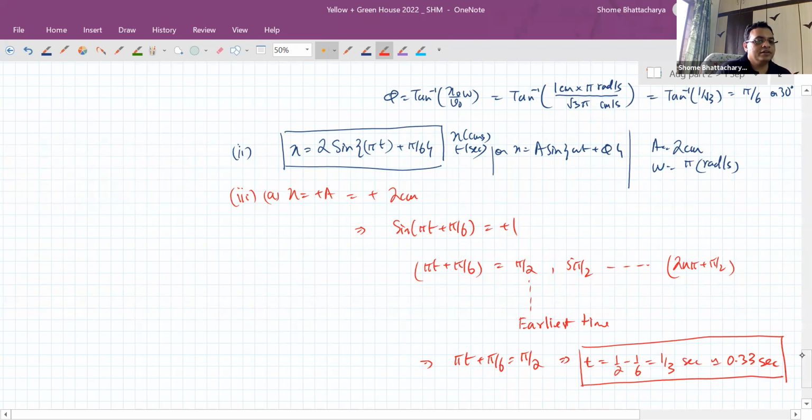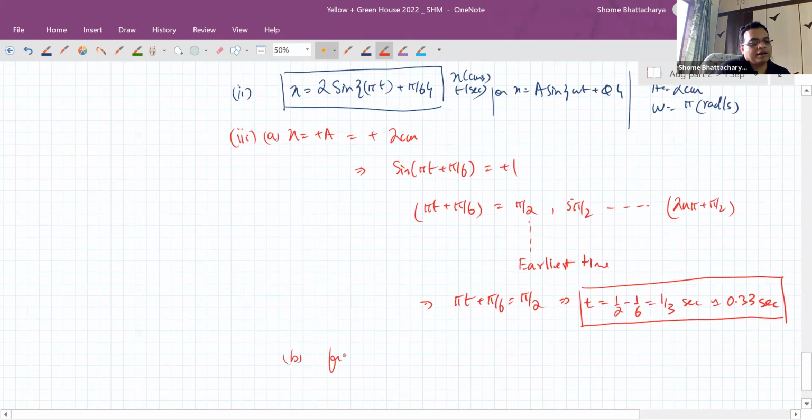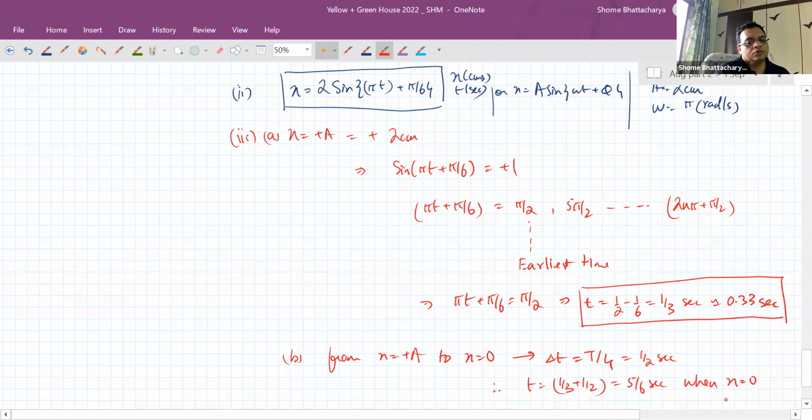Okay. Now for the next part, you don't need to do a calculation, because you can see that from x equal to plus a to x equal to 0, the minimum time taken is 1/4 of time period. So that is half a second here. Therefore, t will be 1 by 3 plus 1 by 2, equal to 5 by 6 seconds when x is equal to 0, earliest. So this is, in my mind, the quickest way of solving it, but you can also solve it this way: when omega t plus phi in general becomes pi or 2 pi, or any n pi, that is when x is equal to 0. So earliest is when omega t plus phi should become pi. This is the earliest time.